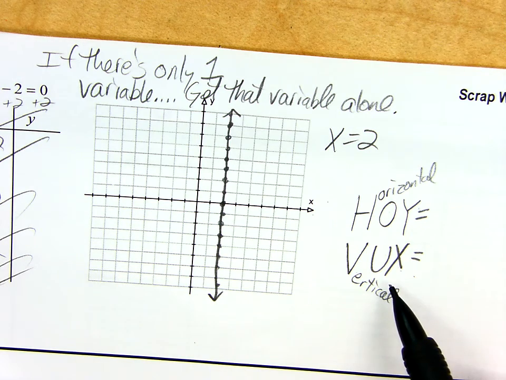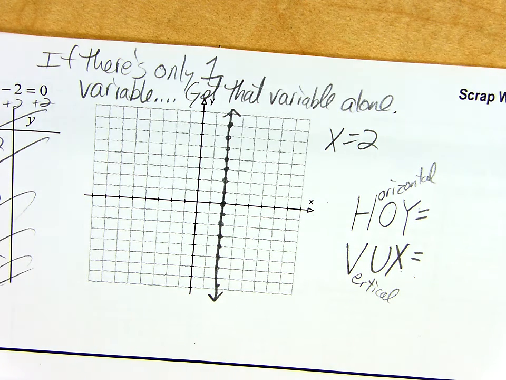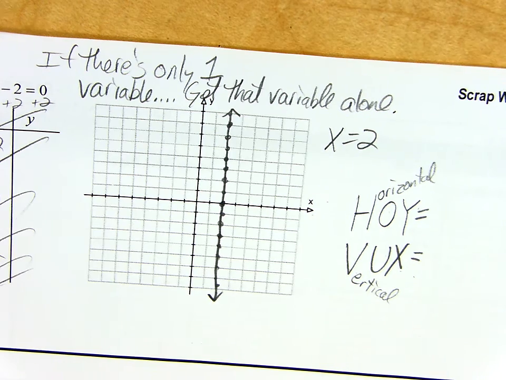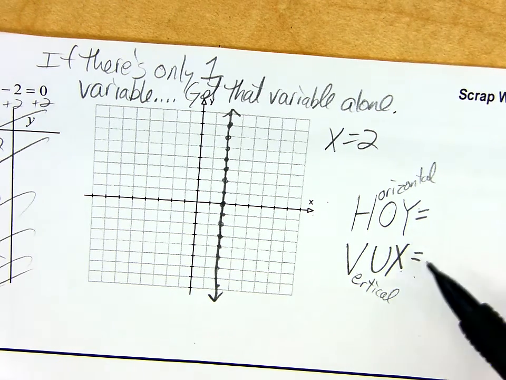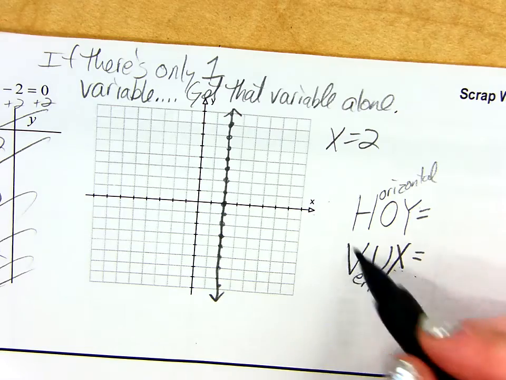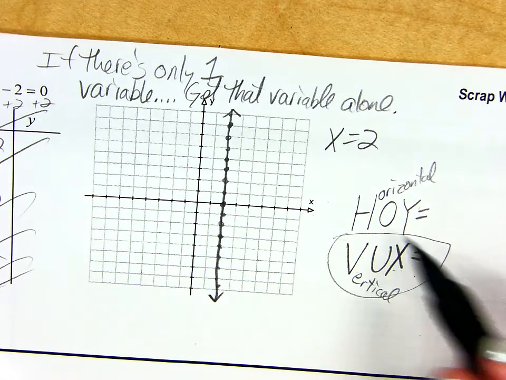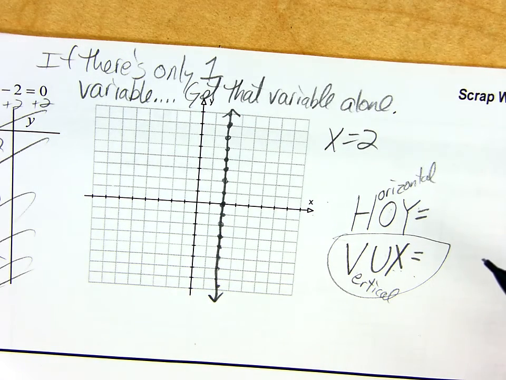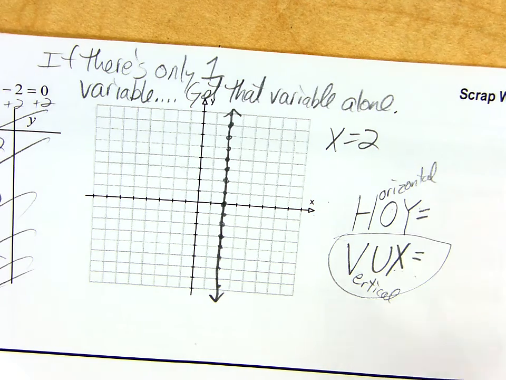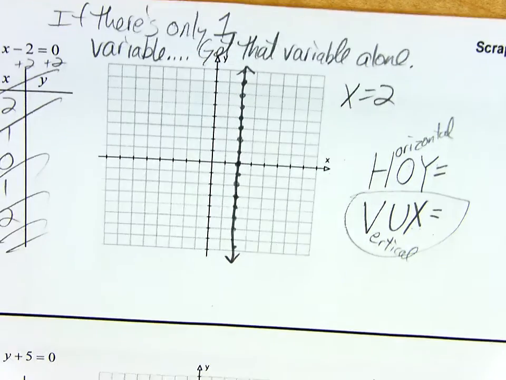Once you figure out if it's x equals or y equals, because kids always mix them up. They're like, okay, it's x equals. I know it's vertical or horizontal. Well, which is it? If you remember Hoy Vux, you're either going to be dealing with Vux or you'll be dealing with Hoy. Okay, so if we look at number 5 together real quick.